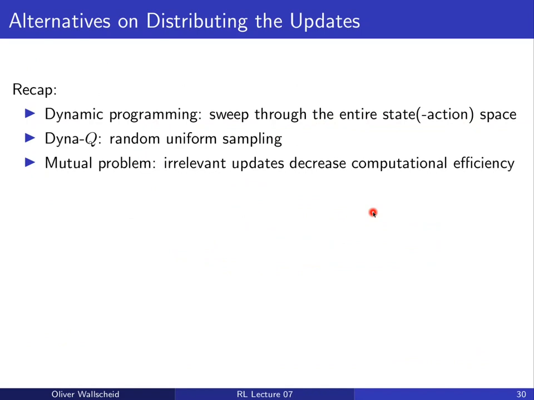Another question is then how to distribute those updates, and therefore we can first recap. In dynamic programming, we distributed our updates by a full width sweep through the entire state action space. In Dyna-Q, as our, let's say, baseline for today, we have performed random uniform sampling with equal likelihood through our memory buffer. And of course, in both cases, dynamic programming, where we also took into account the full width of the state action space, and Dyna-Q, as discussed, there is a large amount of irrelevant updates, where we don't have any significant impact in terms of our value updates.